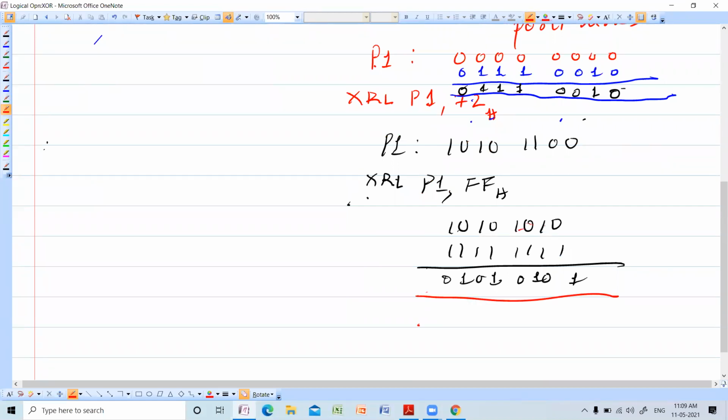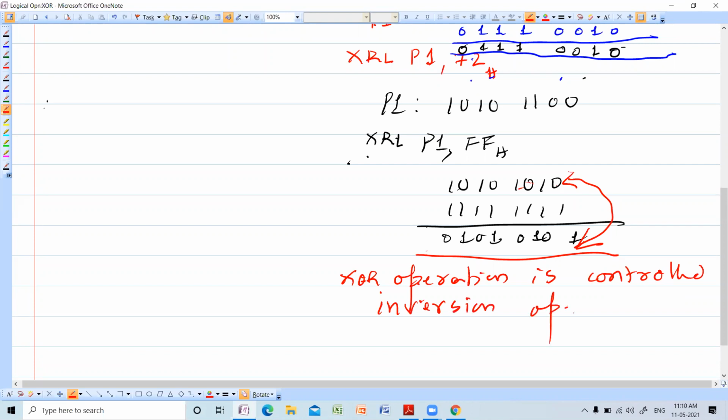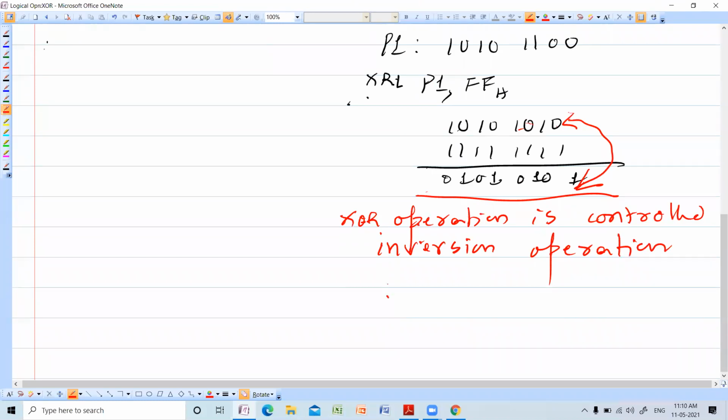You can see these two. This is port 1 and this is the result after the XOR operation. You can see a complete complement operation has been performed. The reason is that the XOR operation is a controlled inversion operation. That is why the XOR gate is also called a controlled inverter. What do you mean by controlled inverter?